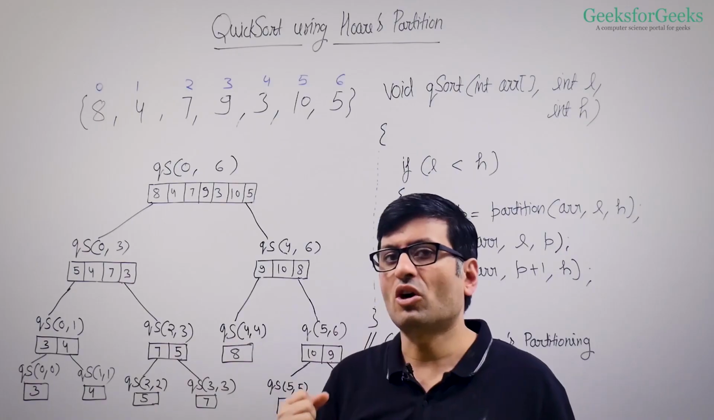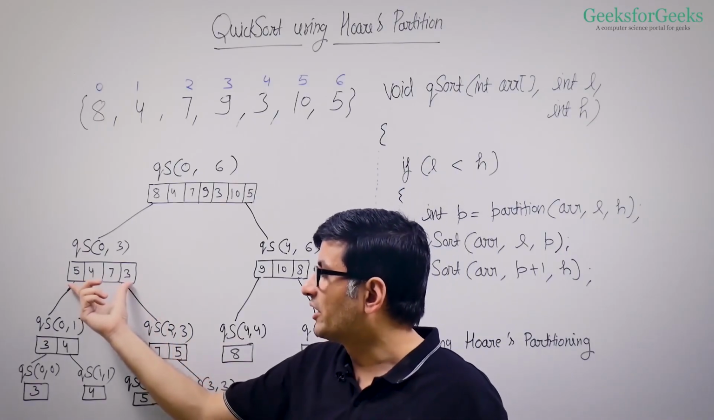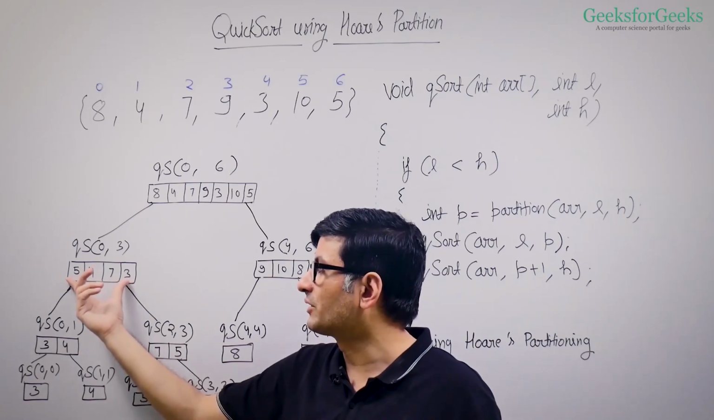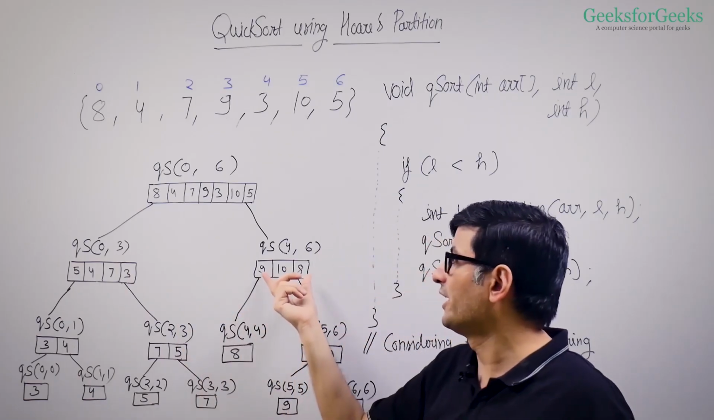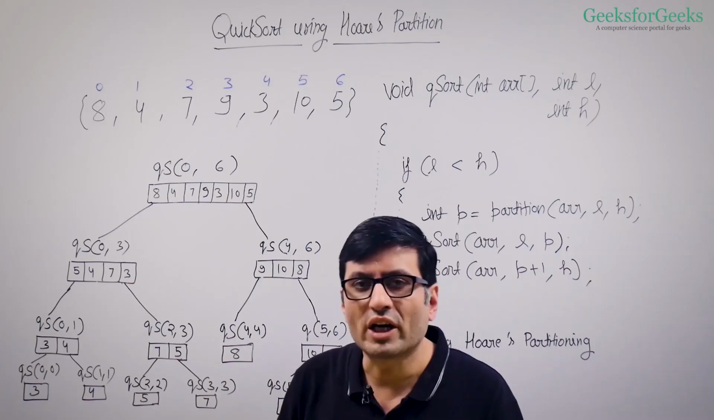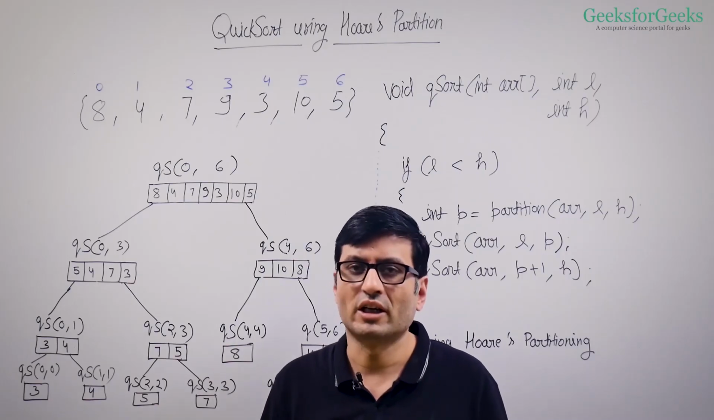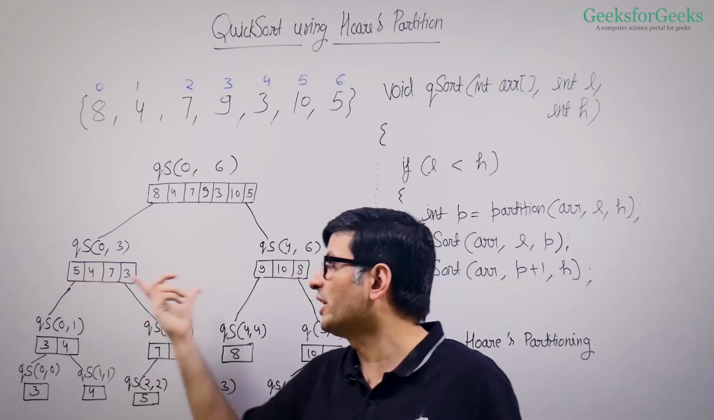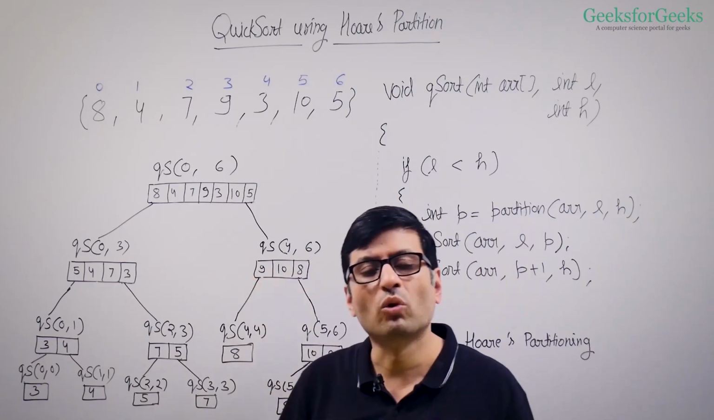Now, if you sort these arrays independently, if I sort this, I'll get 3, 4, 5, 7. If I sort this, I'll get 8, 9, 10. I don't have to do anything extra after that. I just have to do the partition. And after partitioning, if I sort this independently and sort this independently, my whole array is sorted.